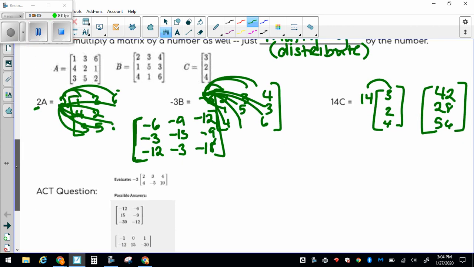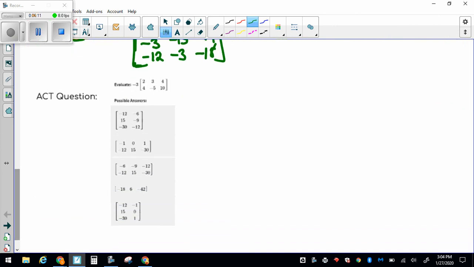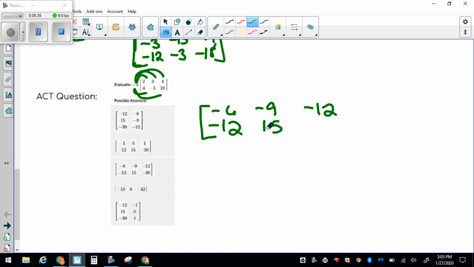All right, for the last one then, we've got an ACT question. It says evaluate. And if you look, this is distributing, right? It is a number that we need to distribute. We said we were distributing this negative 3 in. So negative 3 times 2 would make negative 6. Negative 3 times 3 makes negative 9. Negative 3 times 4 is negative 12. Over here, still negative 12. This guy, 2 negatives make a positive, and negative 30.